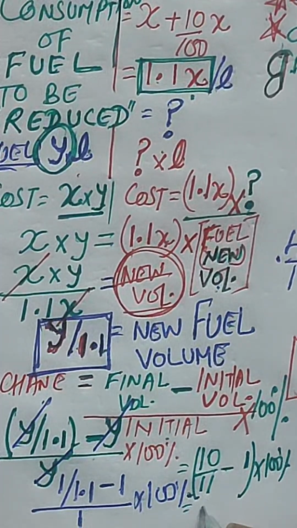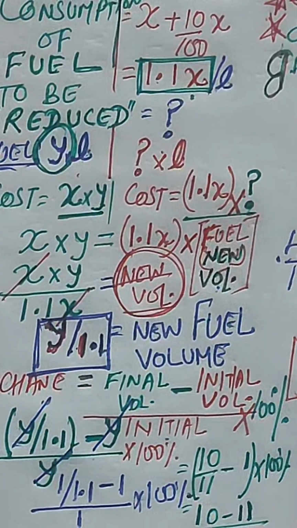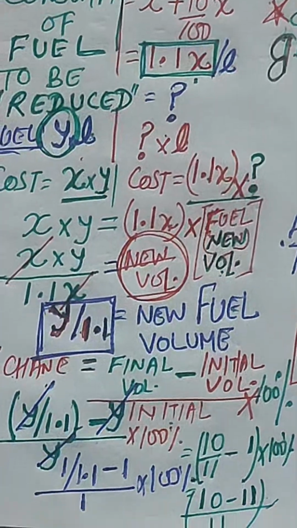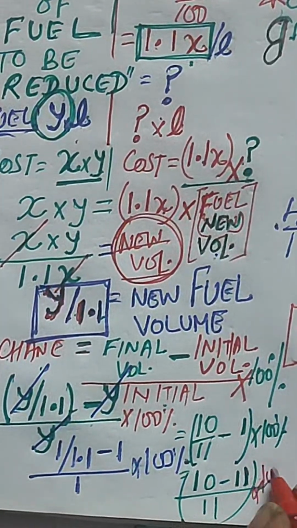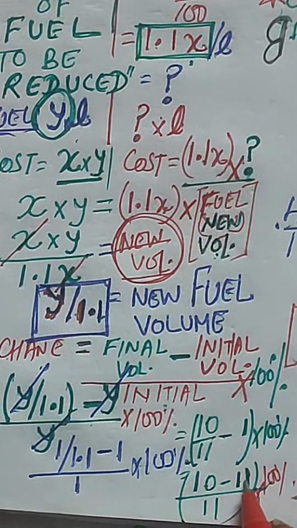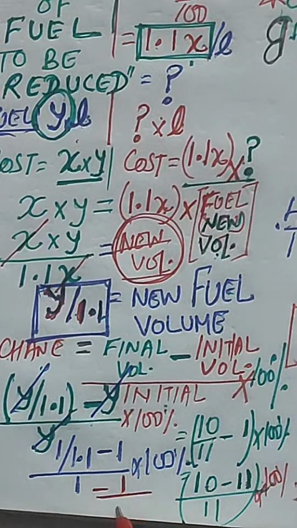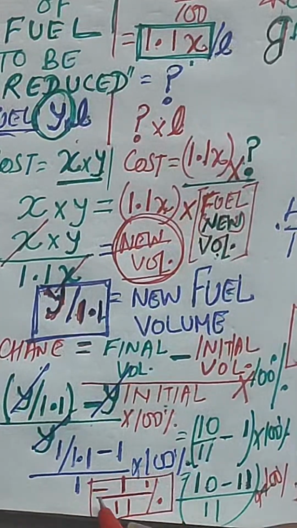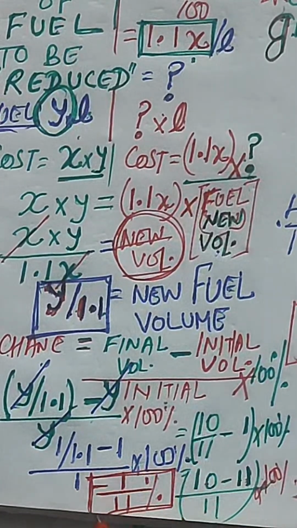This will give you 10 minus 11 divided by 11, into 100%. This will give you minus 1 in the numerator, minus 1 by 11%. So you need to reduce the fuel consumption by 1 by 11%.